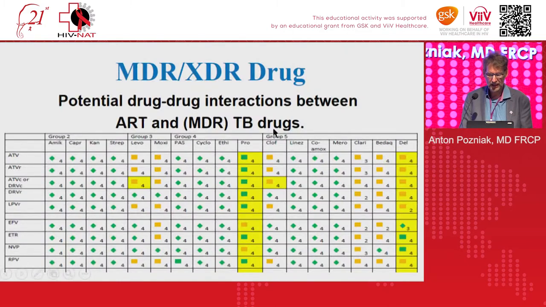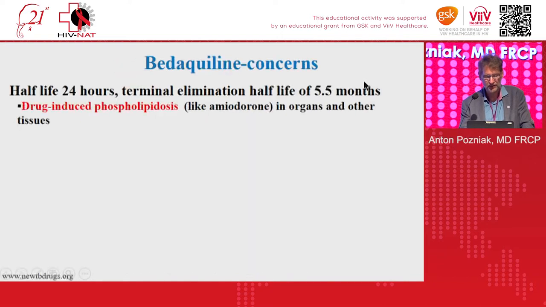Now, I've just highlighted prothionamide and levo here, and just to say that some of these drugs, like bedaquiline, will interact with our HIV drugs. Bedaquiline is the commonest drug now being used in MDR-TB, but we've got concerns. It has a terminal elimination half-life of 5.5 months, and a bit like amiodarone, it can cause accumulation of phospholipids in tissues. So it's a long time in the system.